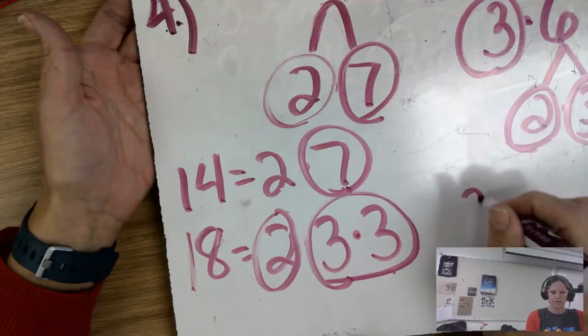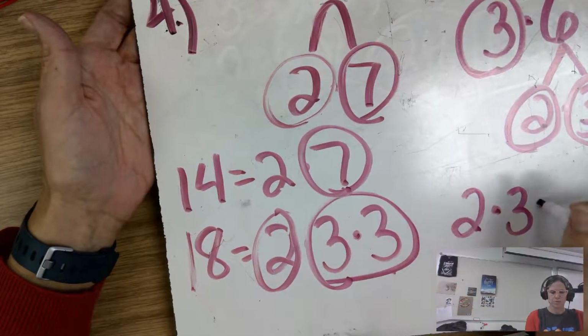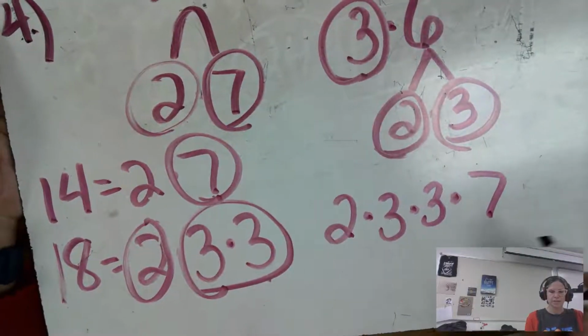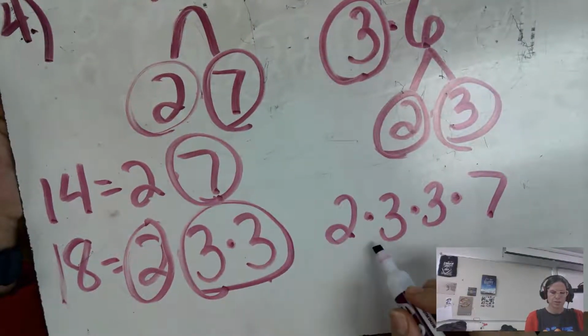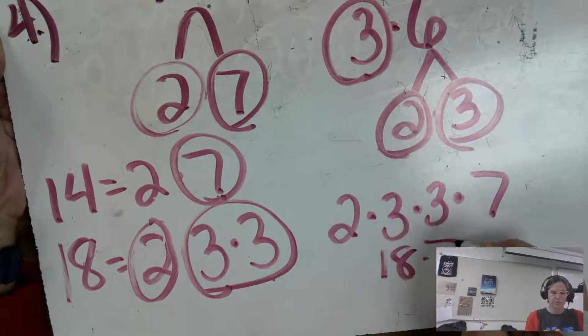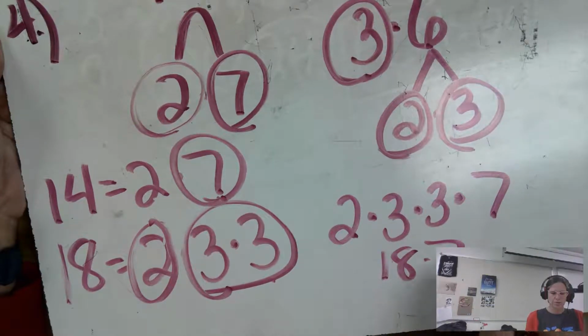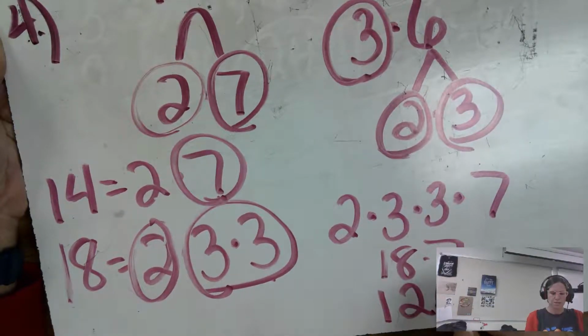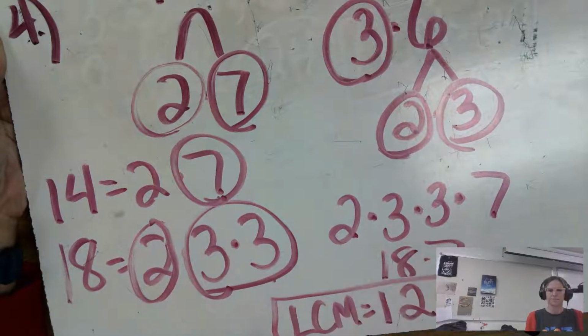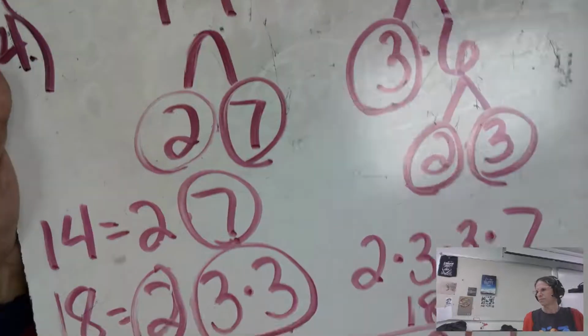So then I rewrite those, 2 times 3 times 3 times 7. I get those written down, and I just multiply them all together. 2 times 3 is 6. 6 times 3 is 18 times 7, which equals 126. So my LCM is 126. Go ahead and try that on your own for number 5 and 6. Go ahead and try those.